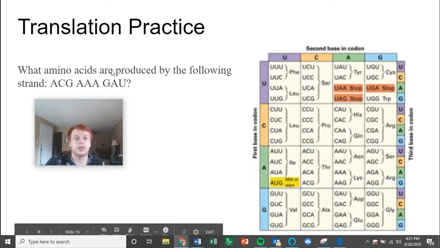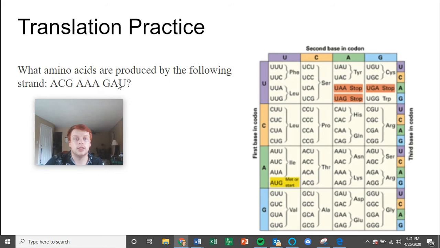So we want to know the amino acids produced by these 3 codons here, or the strand of mRNA. Remember, we look at them in groups of 3, so we're going to look at these first 3 first, then these 3, and then these. So I'll do the first one for you, then you can try these 2 on your own, and then come back and check your answers.